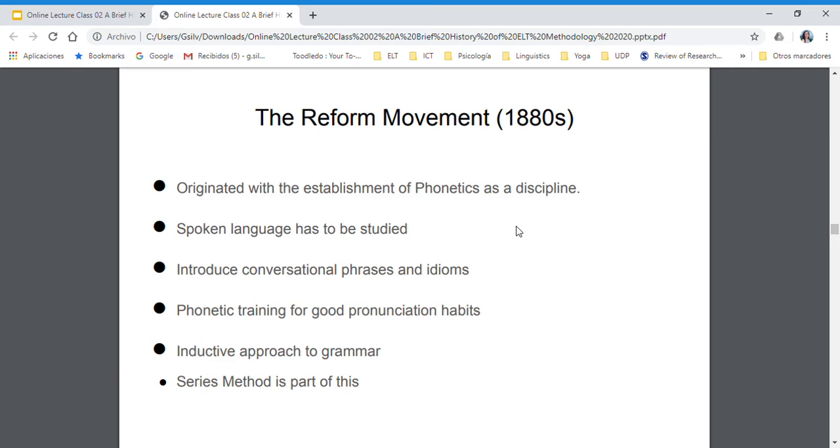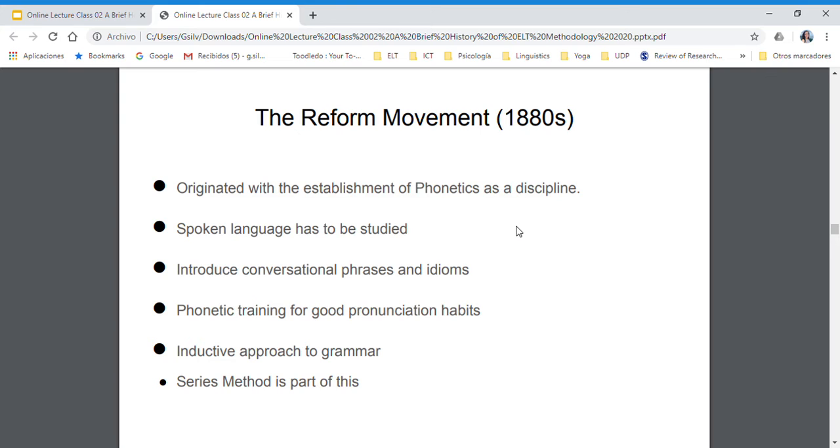And this is also understood in your book as part of the series method. There is a change in paradigm. Here, there is a focus on phonetics as a discipline, and we moved on to studying spoken language, producing phrases, idioms, and there was a lot of training, drilling in terms of pronunciation habits.